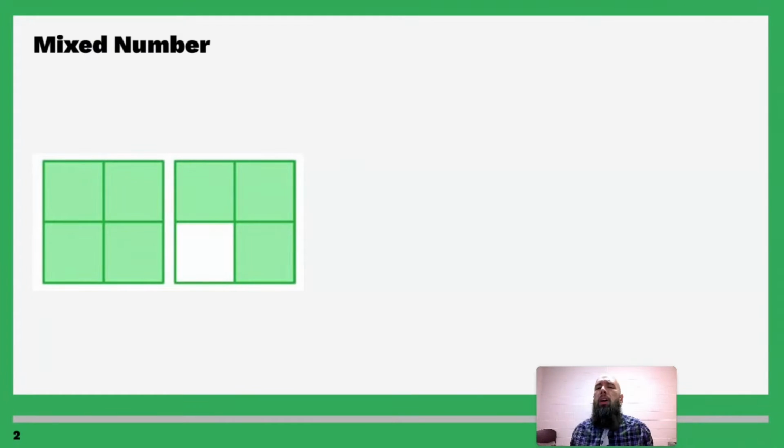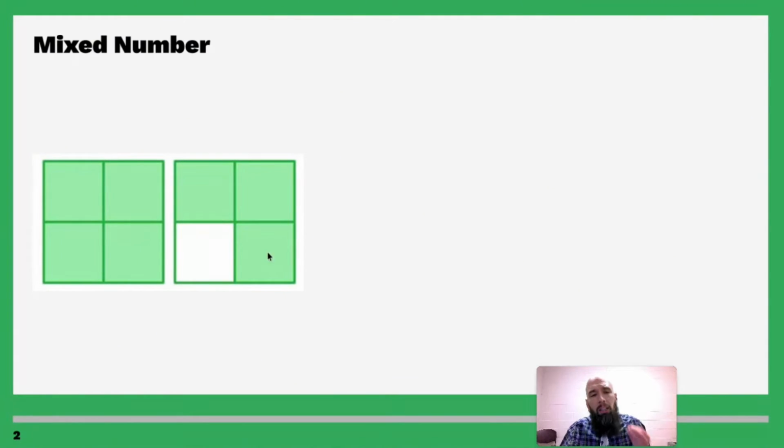What is a mixed number? A mixed number is a way of describing parts of a whole when you have more than one whole. So if someone was like, this is pizza cut into 4 squares, which sounds delicious to me, what we have is more than one whole pizza. In fact, we have one whole pizza and then 3 out of 4 slices left.